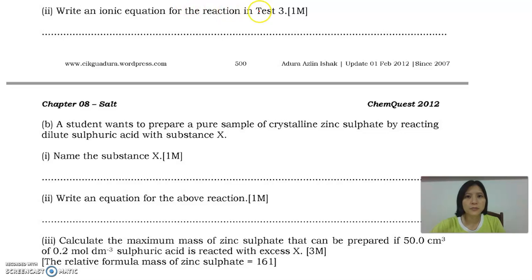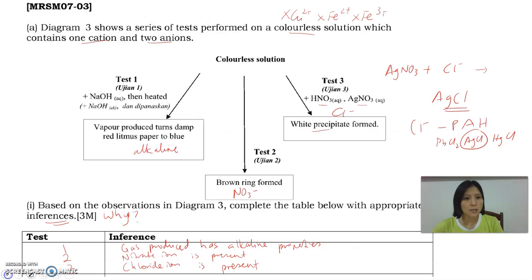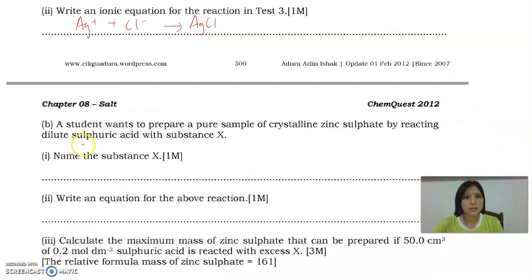Write the ionic equation for test 3. So test 3 is the AgCl. Shortcut, write your Ag ion, and then write the Cl negative ion. So this is the precipitate. I'll show you the question again. Test 3 is this one. So how did it become the AgCl? From the Ag+ ion and the Cl- ion, AgCl.